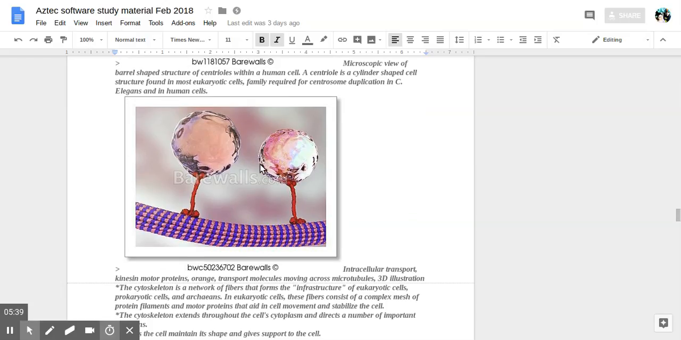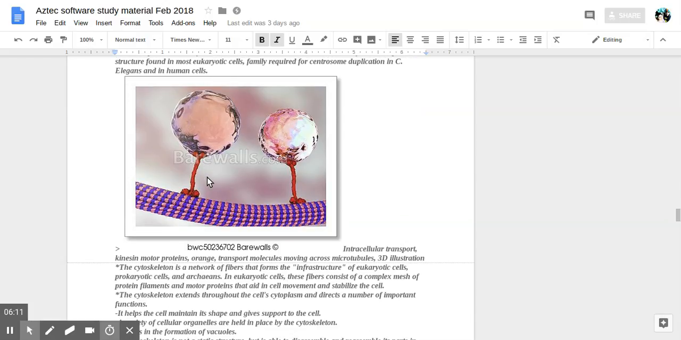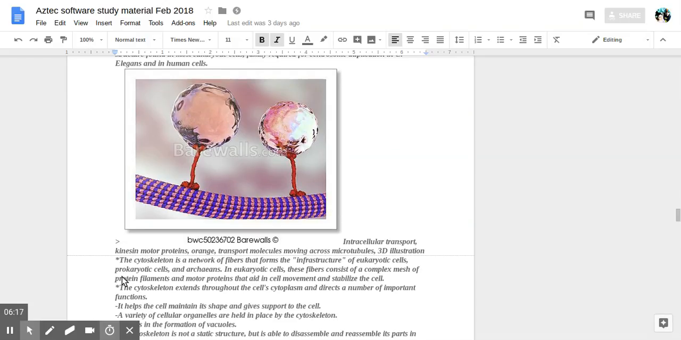This one is showing intracellular transport, kinesin protein, a motor protein. Transport molecules move across microtubules. So it's a protein that helps with movement on the cytoskeleton, or microtubules, which make up the cytoskeleton. It's again a network of fibers.